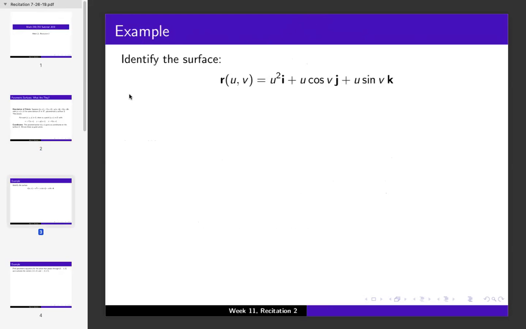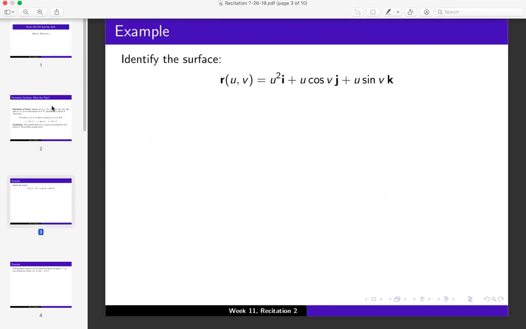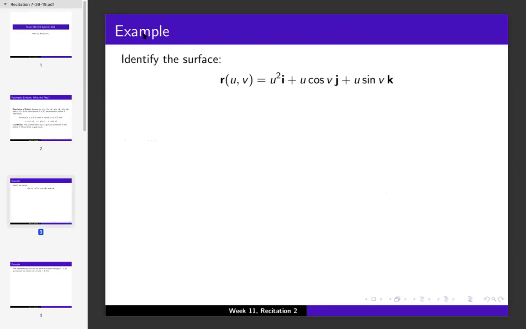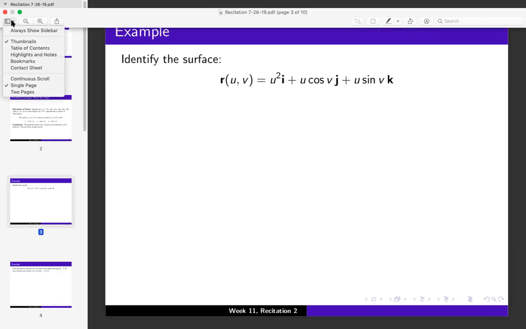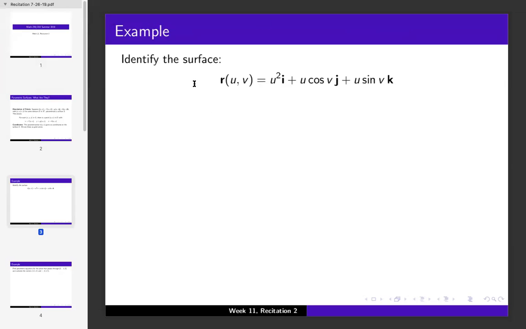Before I do this, I just want to see if I can get rid of this thumbnail thing on the side to make it a little bit better. I can't seem to get rid of the thumbnails, so whatever, I'm just stuck with those.